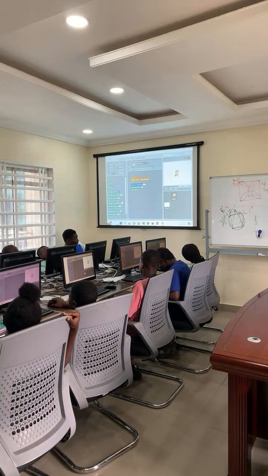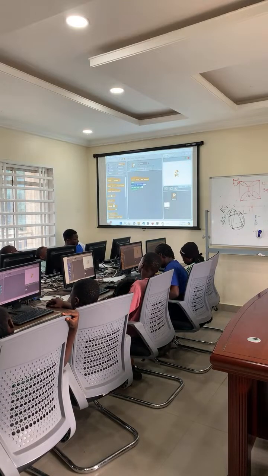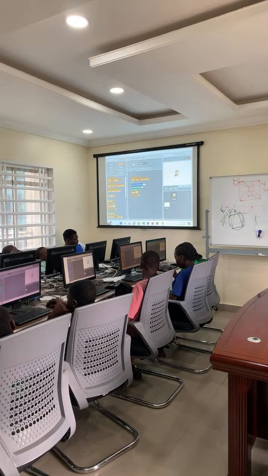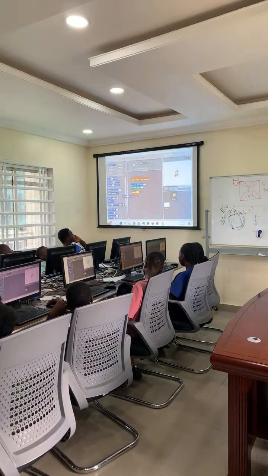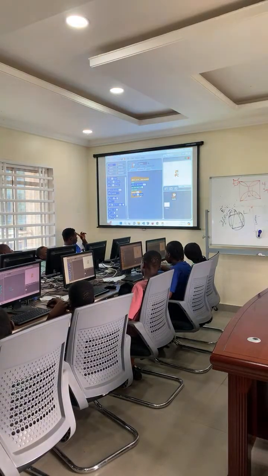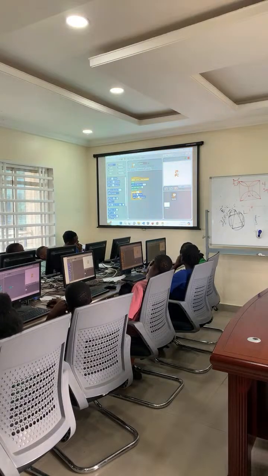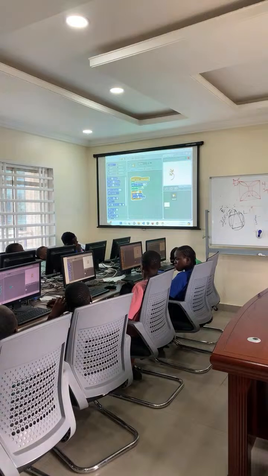Okay, so to draw a semicircle, we need to repeat. Let's do a circle first. So for a circle, we repeat 360 times. Then we move 1 step. We turn 1 degree. So this will do a circle for us, right?